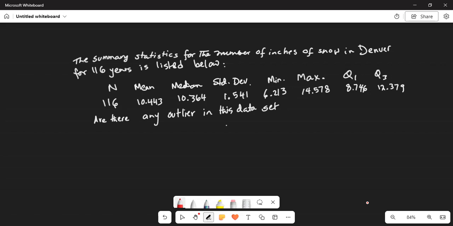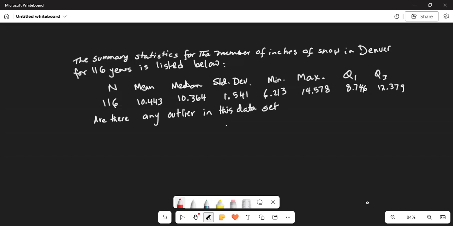The summary statistics for the number of inches of snow in Denver for 116 years is listed below. N, the total number of samples in the population, is 116. The mean is 10.443, the median is 10.364, the standard deviation is 1.541, the minimum is 6.213, the maximum is 14.578, and Q1 is 8.746, the first quartile, that is the 25th percentile.